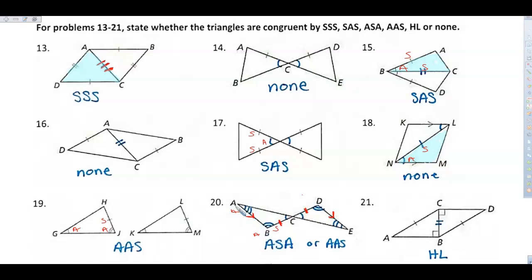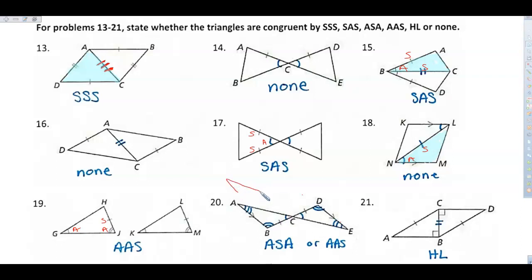So I could do angle, angle, side. However, if I mark the vertical angles as well, I could have said angle, angle, side this way if I marked this pair of alternate interiors. Or I could say angle, side, angle this way if I marked this pair of alternate interiors. So there is a good case for either of these. It just depends on which ones you saw, which ones you marked.